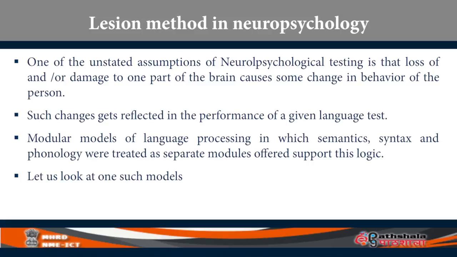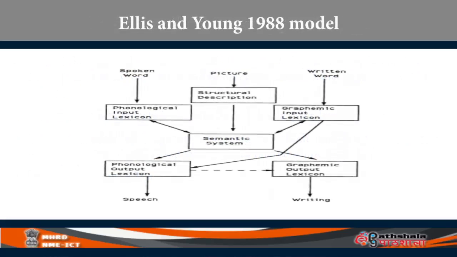Let's look at one model. On the screen you will see this Ellis and Young 1988 language processing model. Study it carefully. Look at the boxes. You have a centrally located box called semantic system, and then on top of it you have phonological input lexicon, graphemic input lexicon, and structural description. That is, when you ask a patient to describe a picture, that information goes to the semantic system.